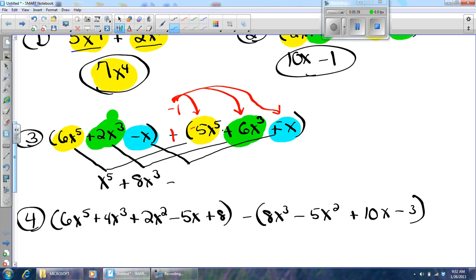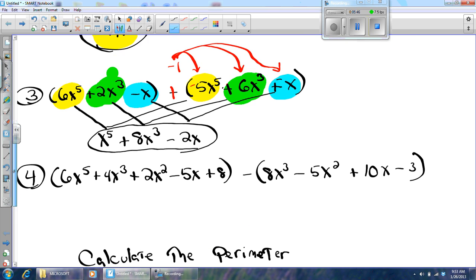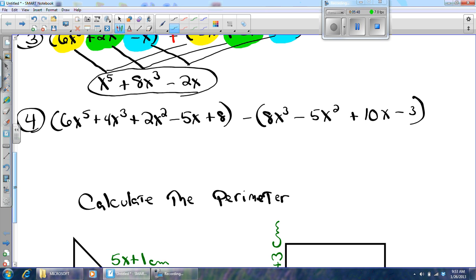I must have a negative 2x. And there you go. That's all you can do in that problem. All right, one more example, and then a different type of problem.